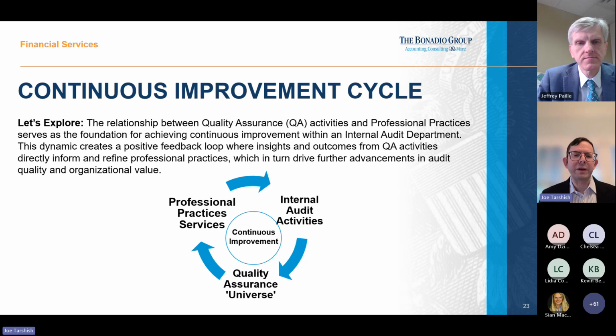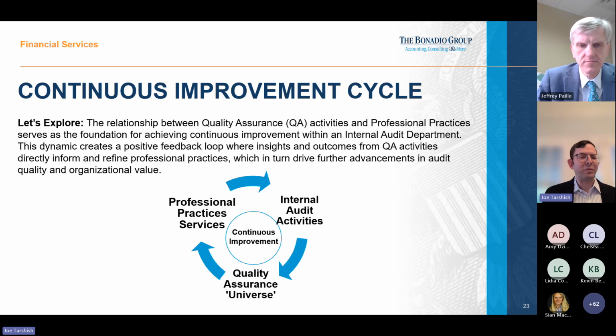We're exploring the relationship between quality assurance, QA activities, and professional practices, which serves as a foundation for achieving continuous improvement within your IA department. This dynamic creates a positive feedback loop where insights and outcomes from QA activities directly inform and refine professional practices, which in turn drive further advancements in audit quality and organizational value.